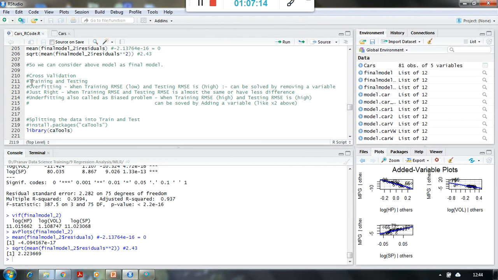So I have two sets, training and testing. There is something called overfitting and underfitting. I call my model overfitting when my training RMSE is low and testing RMSE is high. I call my model underfitting, also called a biased problem, when my training RMSE is high and my testing RMSE is also high. If such is the condition, then I call my model an underfitting model.